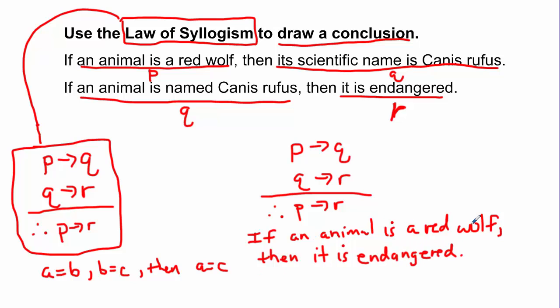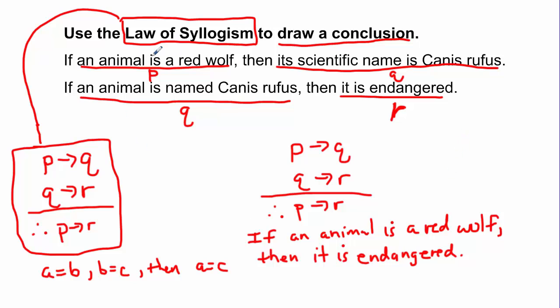So if an animal is a red wolf, that was the P. If an animal is a red wolf, then R. Well, R is this. It's endangered. And you can see that it does make sense, because if an animal is a red wolf, then it's Canis rufus. That's the scientific name. And if an animal is named Canis rufus, then it's endangered. So since these are connected, I know that if an animal is a red wolf, then it also implies that it's endangered.